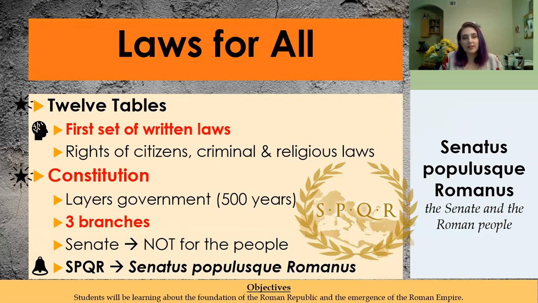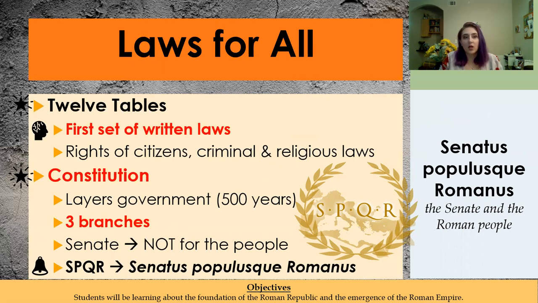Laws for all. So they established this idea and they developed what's called the 12 Tables, which is very similar to Hammurabi's Code, a written set of laws. They protected the rights of citizens, told criminal and religious crimes, and just kind of gave a basic overview of the laws of society.